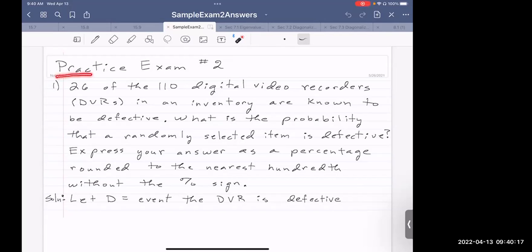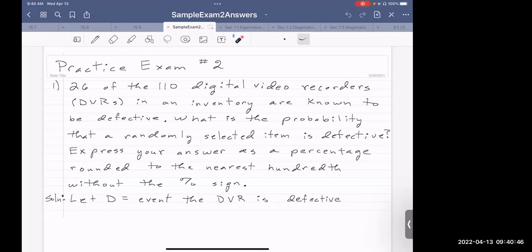Practice exam number 2. So the problems on this practice exam are nearly identical to those problems that you have on your actual exam. The majority of problems will look identical, but maybe the only difference is the numbers may be different. So let me do problem number 1.